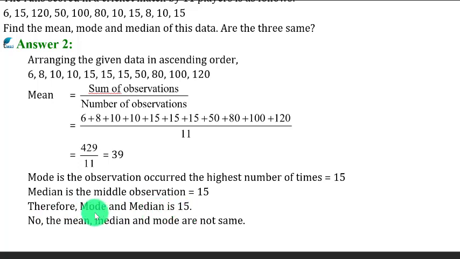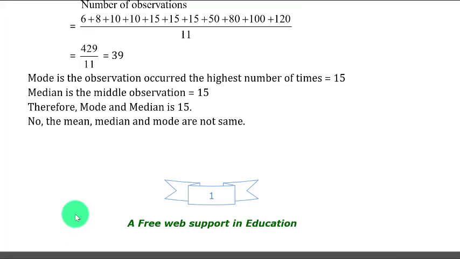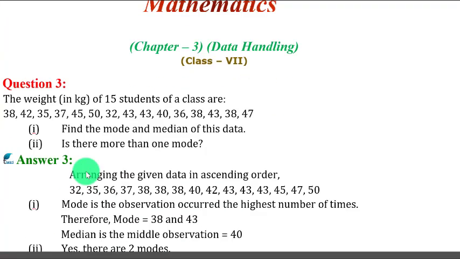So, but the mean is 39. So you can say here, no, the mean, median and mode are not the same. Only the mode and median are the same, but not the mean. Okay, so then we can take the third question.